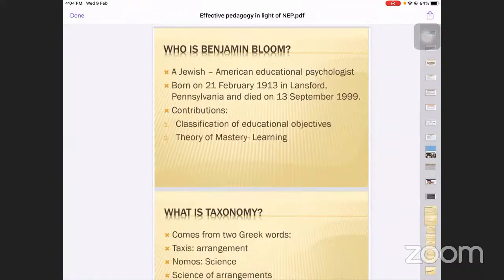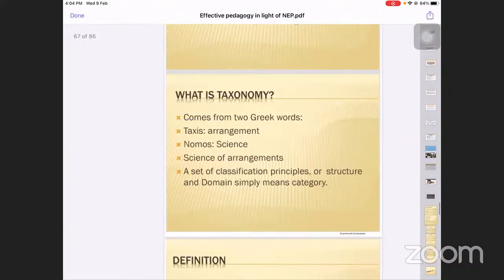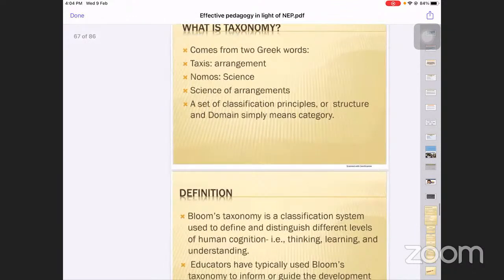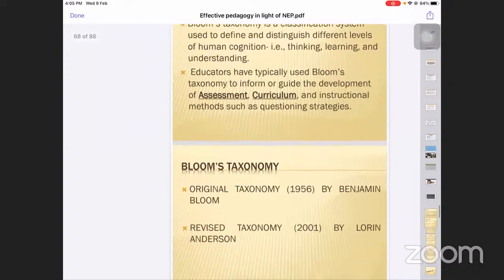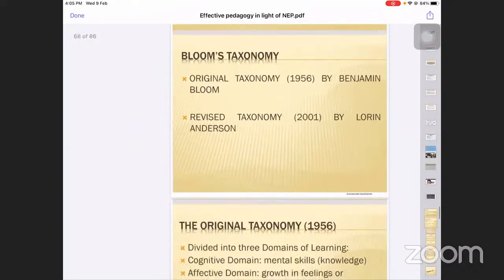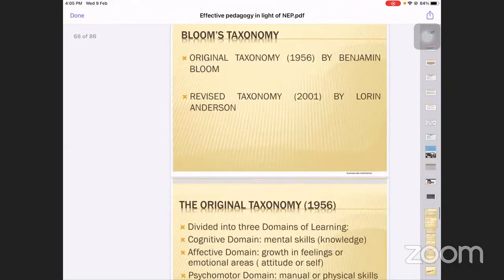What does it say? Taxonomy, as you know, comes from nomos, the science of arrangement, a set of classification principles of structure, meaning category. This is the definition of taxonomy. Now, there is the original taxonomy and the revised taxonomy. The original was given by Benjamin Bloom, the revised by Lorin Anderson, who was a student of Benjamin Bloom.